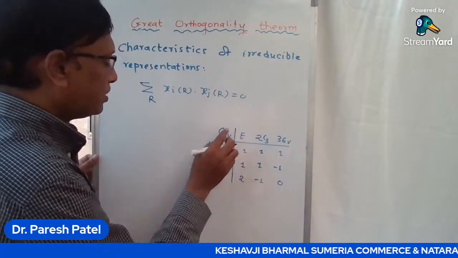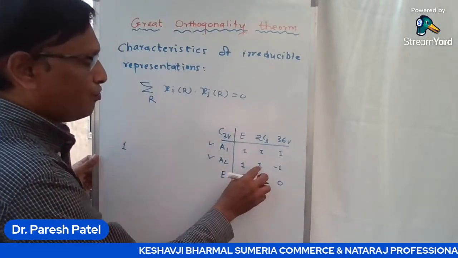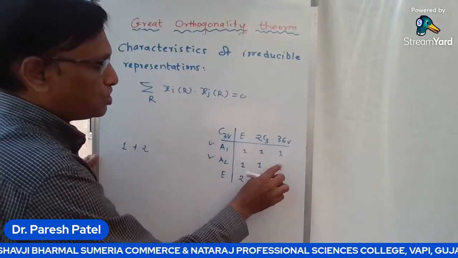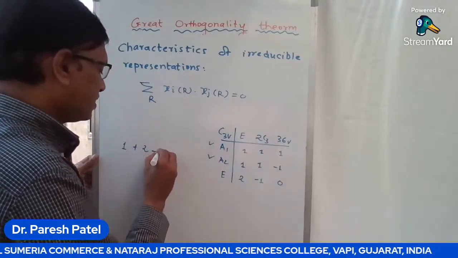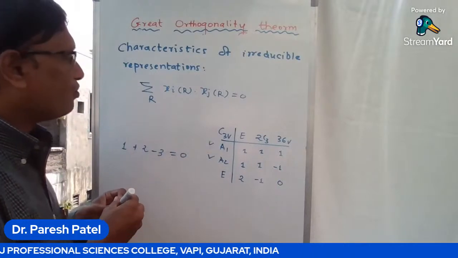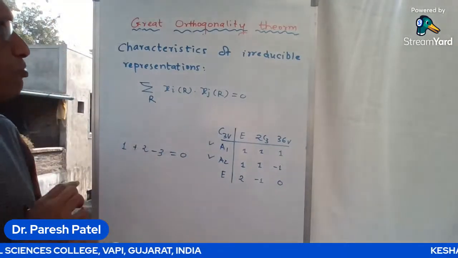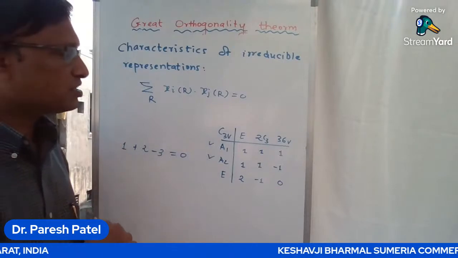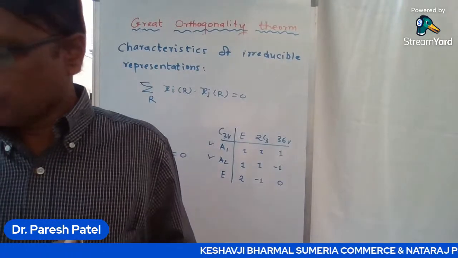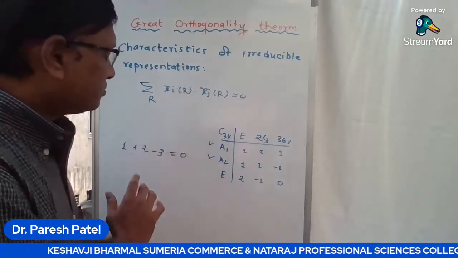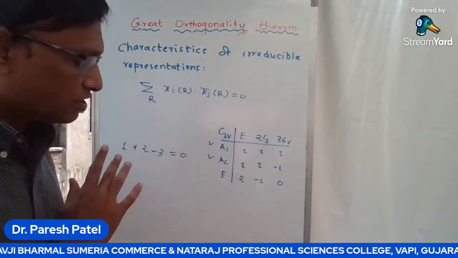1 into 1 into 1 is equal to 1. 1 into 1 into 2 is equal to 2. Minus 1 into 1 into 3 is equal to minus 3, and the sum is equal to 0. It means this is rule number 4, the fourth property of irreducible representations: the characters of irreducible representations of the same group are orthogonal to each other.